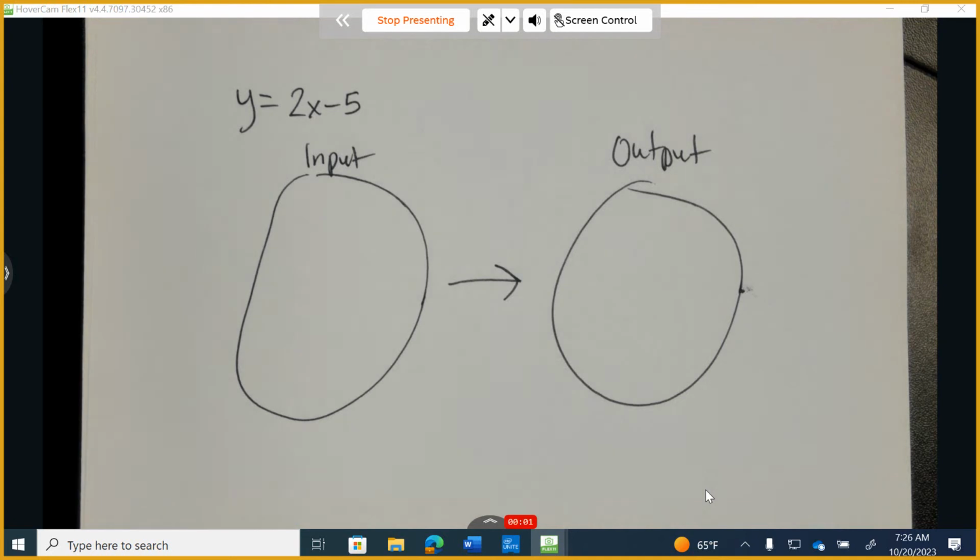Just the basics. What does it mean to be an inverse? So I came up with a very simple function, and I put it in y equals 2x minus 5 form, like something you would see freshman year. And if we wanted to explain to somebody what an inverse is, you'd say, okay, let's choose some random points.